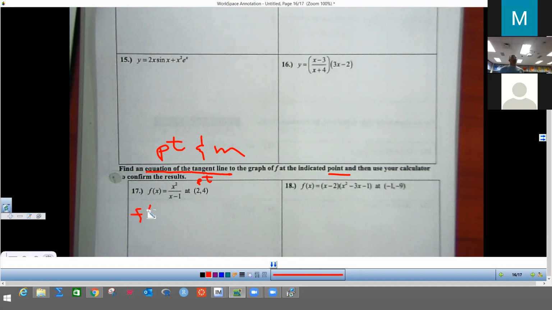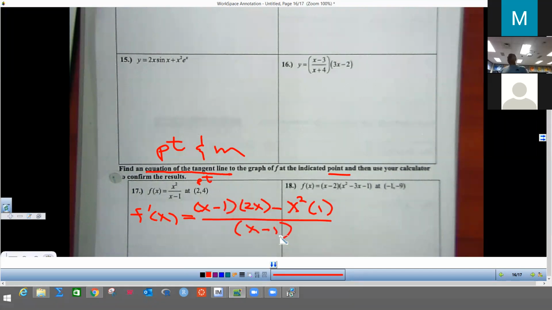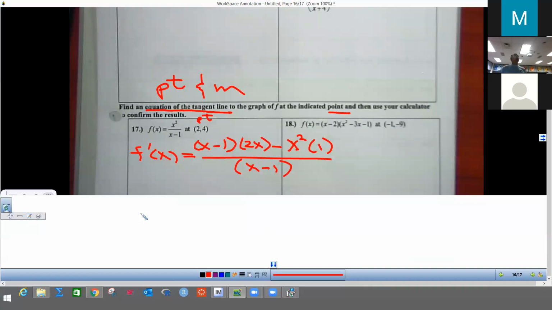So f prime of x is going to be, this is quotient rule, bottom, derivative of the top, minus the top, times derivative of the bottom, all over the bottom squared. Now, I would not simplify this. Remember, you cannot have any variables in your slope. That is the slope to every single point on that original graph. But I only want the slope at one point, and that's at 2, 4, which means I want to find the slope when x is 2. So I would come in here and plug in 2's to all these x's.